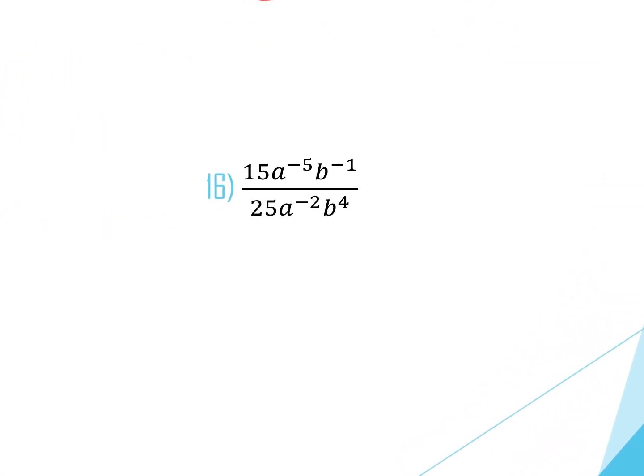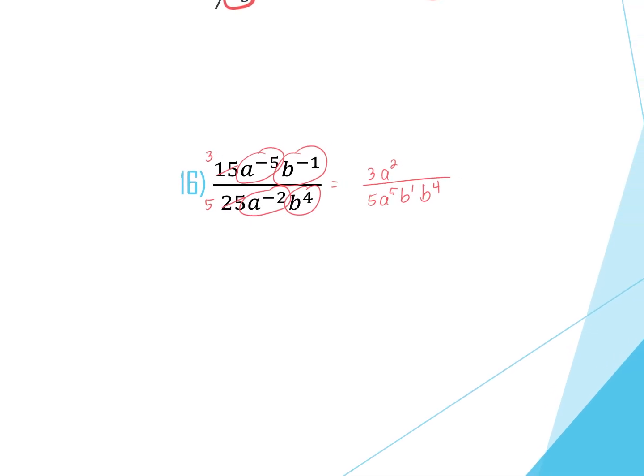Again, we try to get rid of our negative exponents first and foremost, right? So let me just do the numbers. I know 5 goes into 15 3 times, and 5 goes into 25 5 times. So I'm going to start by having the simplified fraction. Then I've got a to the negative 5, which is going to go down. I've got b to the negative 1, which means b is going to go down. I've got a to the negative 2, which means it's going to come up. And b to the 4 is going to stay down at the bottom because it's a positive exponent.